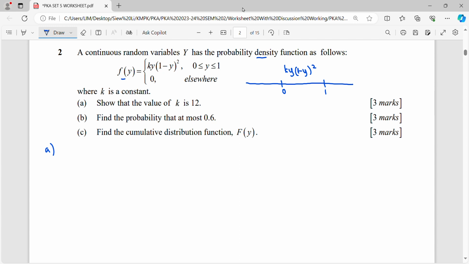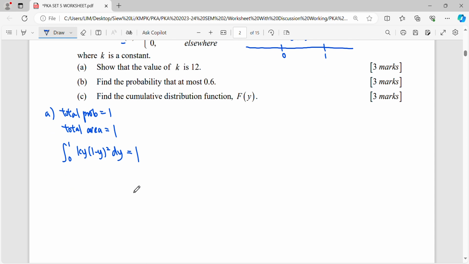In a continuous random variable, we know that the total probability is supposed to be equal to 1. In continuous, the probability is represented by the area under the graph, which is 1. Therefore, to find the area under the graph, we need to integrate from 0 until 1 for this function with respect to y, equals to 1. Take note here, our random variable used here is y, so don't write x. Then we're going to find k.